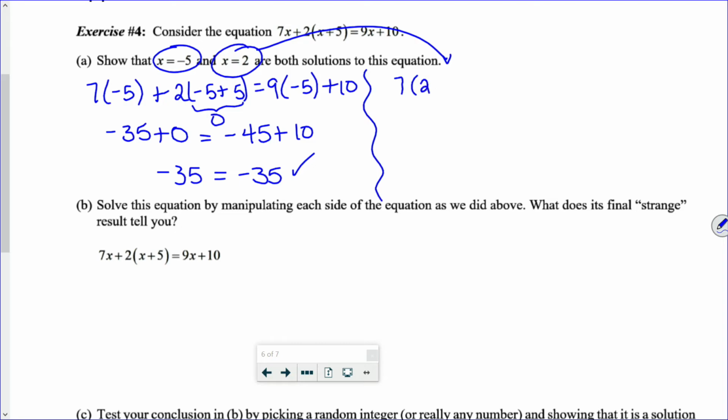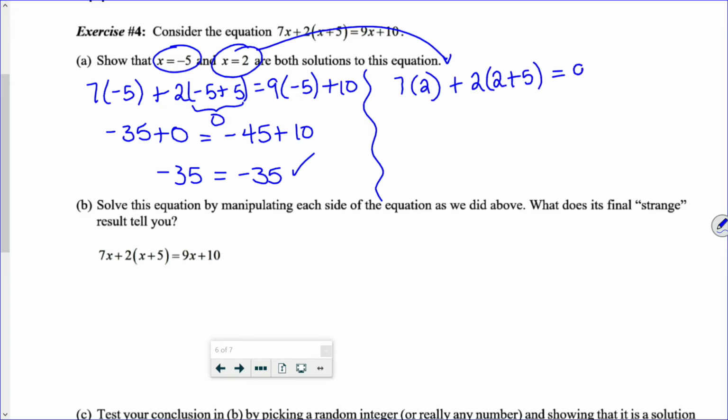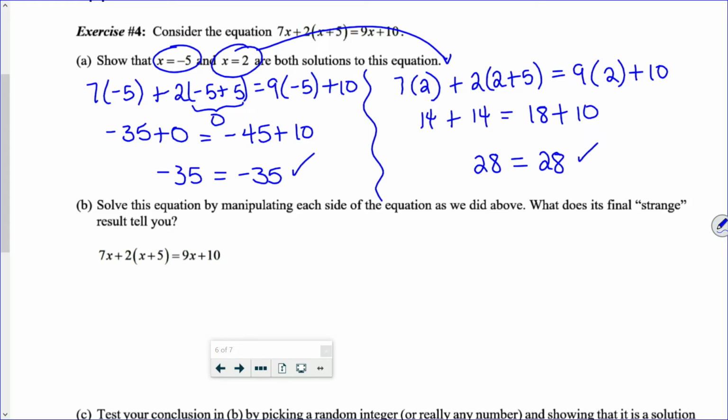Let me put x equals 2 over here. Check that one. So 7 times 2 plus 2 times (2 plus 5) equals 9 times 2 plus 10. 7 times 2 is 14. Here I'll have 2 times 7, also 14. Here I'll have 9 times 2, which is 18, plus 10. 14 plus 14 is 28, and 18 plus 10, also 28.